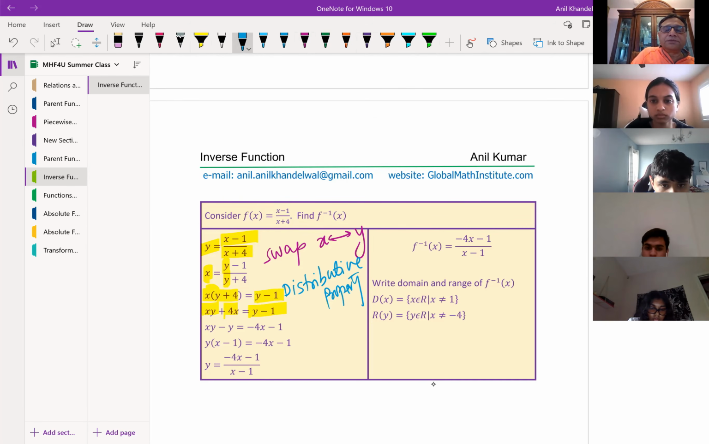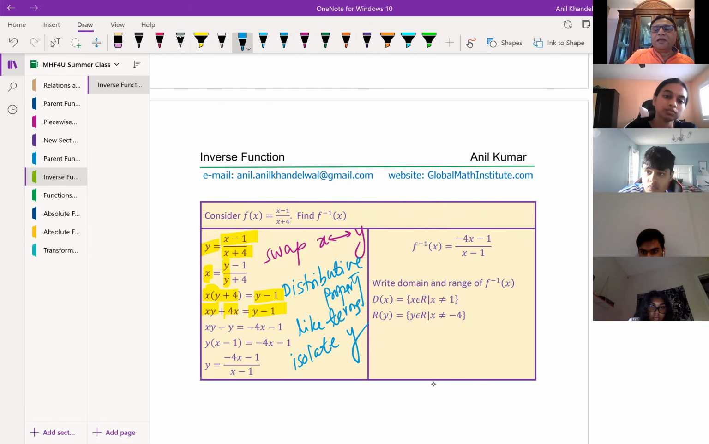Now combine like terms. Is that clear to you? So when you combine like terms, you get y, right? So isolate y. And then you can divide by x minus 1 and get your result. Do you see that? And you get your result, which is f inverse x equals minus 4x minus 1 divided by x minus 1. Is this clear to everyone?